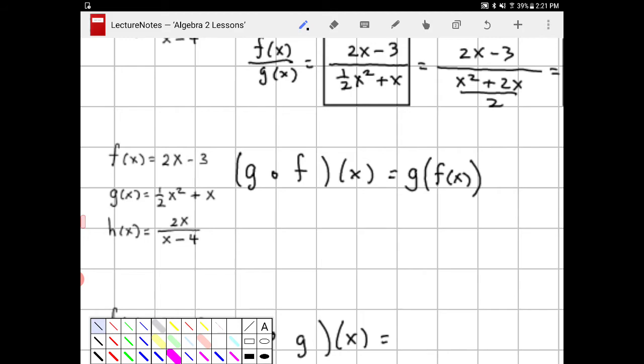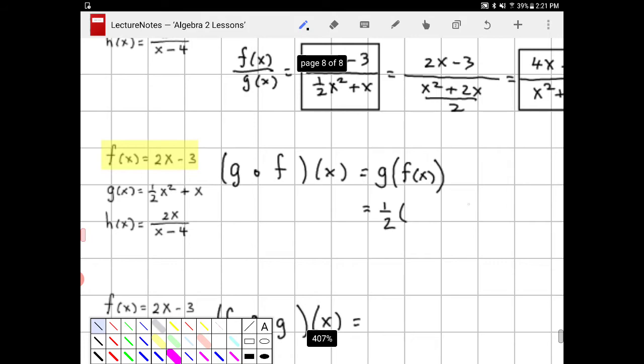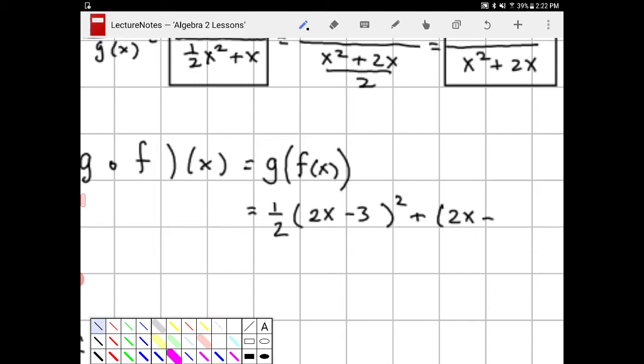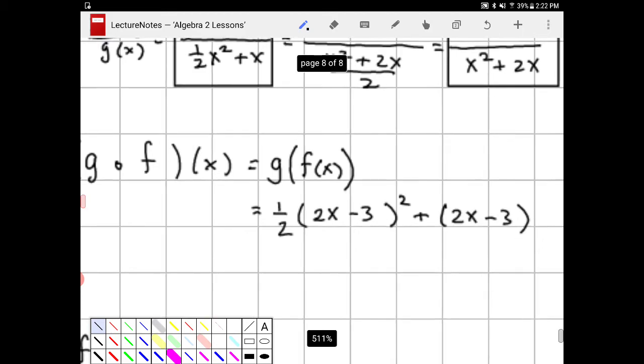Well, f is this thing over here. Wherever I see x, and I see x in a lot of places in g, I will replace it with f. So it looks like this. G is 1/2 x squared, but instead of writing x, I want to put in 2x minus 3. And then plus, instead of writing x, I will put in 2x minus 3. Why? Because that's what f is. F is now inside of g.